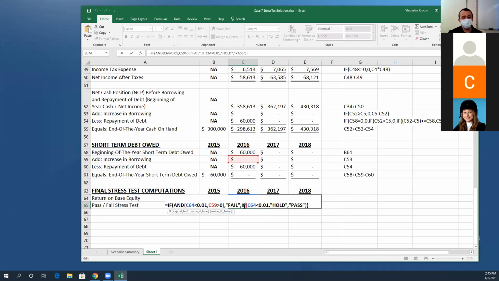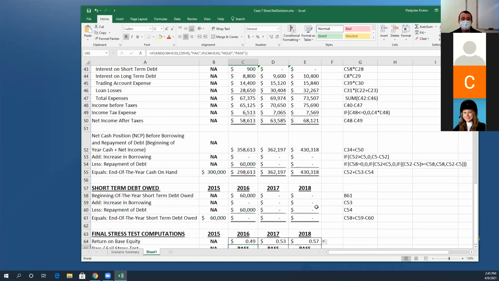If this is not true, then we check the second if statement. If return on equity is below 1 cent, but you're not borrowing, it means hold. Hold means you're not in a good financial state, but you're not borrowing money, so you will survive. You will not go bankrupt. It's not a good situation, but okay, we're holding the business under control. And all other scenarios are pass. When you have high return on equity and you want to borrow, you will pass that economic situation. Okay, so that's the formula.